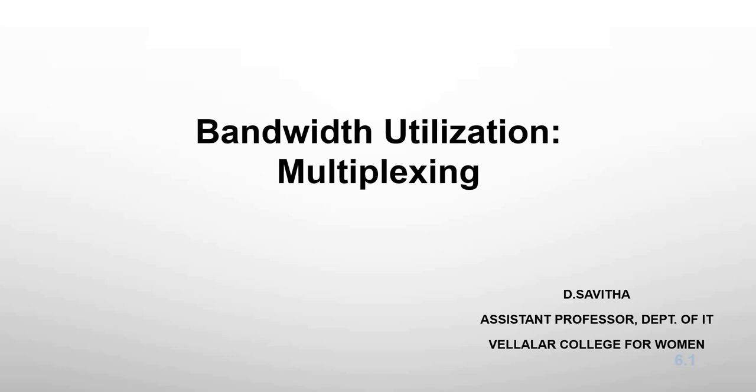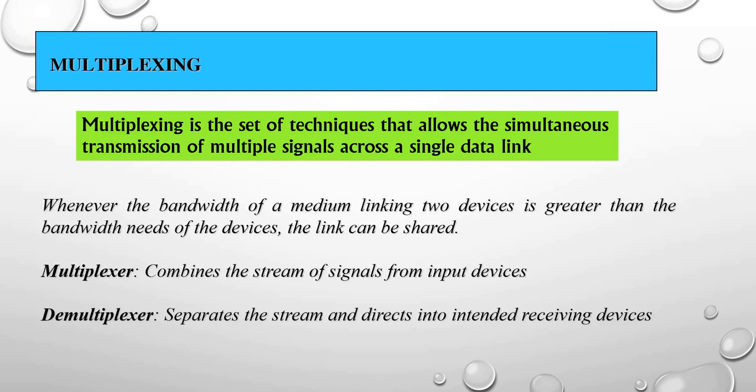In this presentation, we are going to see how to efficiently use the bandwidth of the media using the concept called multiplexing. The bandwidth of the media will usually be higher than the bandwidth of the system. So, to combine multiple signals over a single data link, we can use multiplexing. Multiplexing is a set of techniques that allows the simultaneous transmission of multiple signals across a single data link.